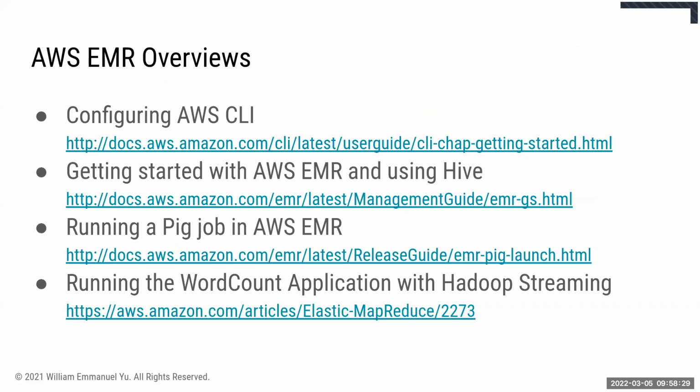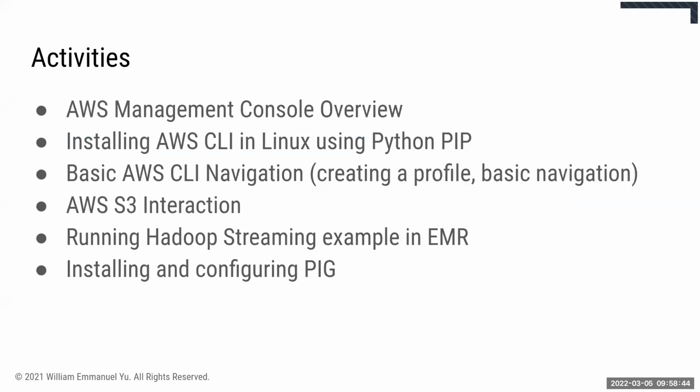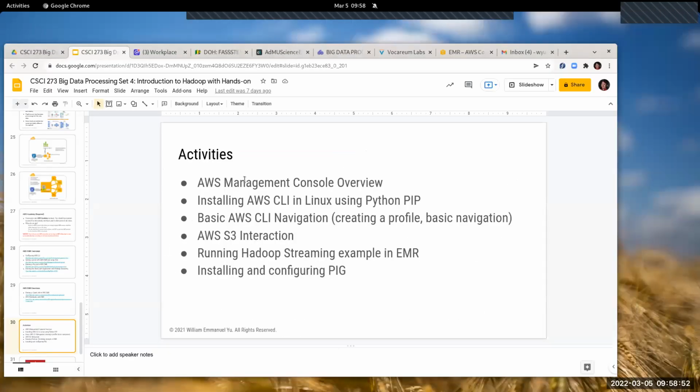So again, you need an AWS Academy account, right? And here are some other steps on how to do things. So we did Hadoop streaming now. We will do Pig next, then we will do Hive, then we will do Spark. Okay, then we will do Spark on notebooks, right? So here are the overviews, but these things we will discuss in the next session. So these are the activities that we're doing right now. We've stopped here at EMR. Then next, install and configure Pig.